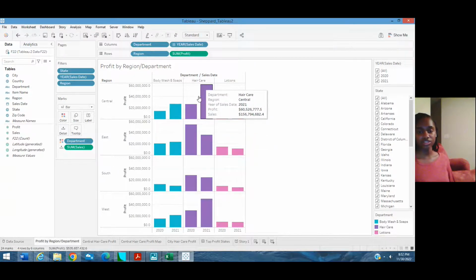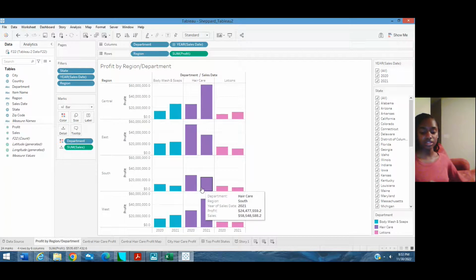So I decided to really look at the hair care department, specifically in the central region, being that this is the highest profit within that department. And I found that this is meaningful because it reveals the region with the highest profit. So with that, I want to look into why exactly the hair care in the central region is performing better than other regions.